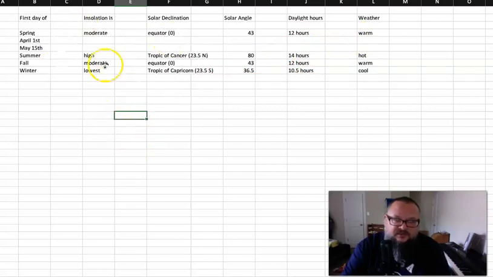I recommend that you make yourself a chart like this. My guess is that you would see something like this on the quiz over this, because it's important to understand.